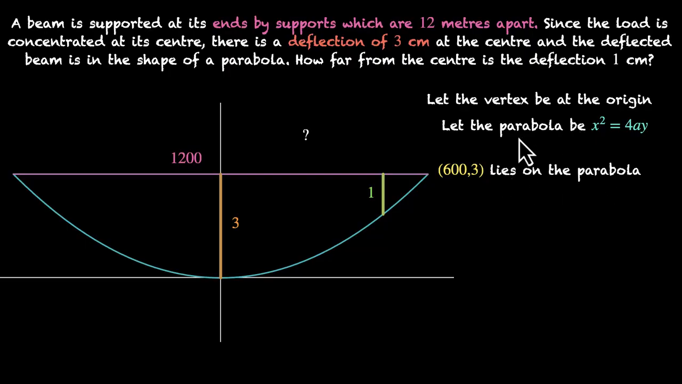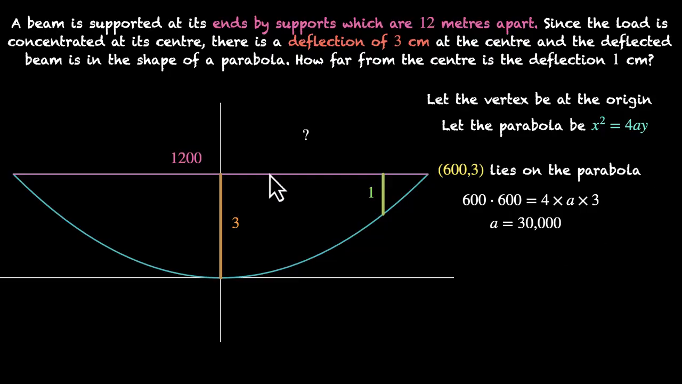So let's plug the values. Let's put x equals 600 and y equals 3. We'll get the value of a. So 600 squared equals 4a times 3. Let's cancel things out. 4 times 3 is 12. Divide by 6, we get 100 here. And then again divide by 2, we get 300. So 300 times 100, that's 30,000. So a is equal to 30,000, which means the equation of our parabola is x squared equals 4 times 30,000 times y.